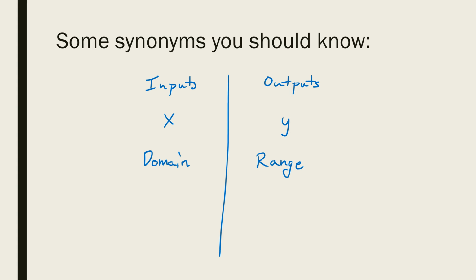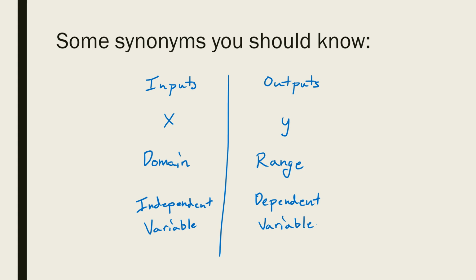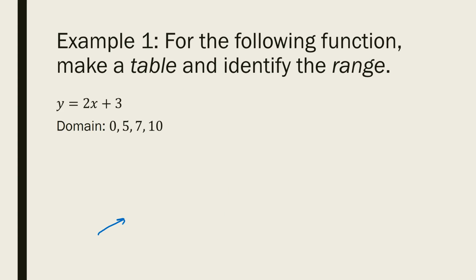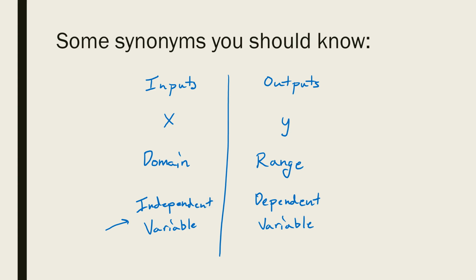The last synonym that you should know is, because we get to choose what we're plugging in, inputs are typically called the independent variable. We get to choose what button we hit on the controller. This is the independent variable. But the output is the dependent variable. It is dependent on what you input. So for example, I choose to hit A on my controller. That means Mario has to jump. I chose to do this, Mario has to do this.